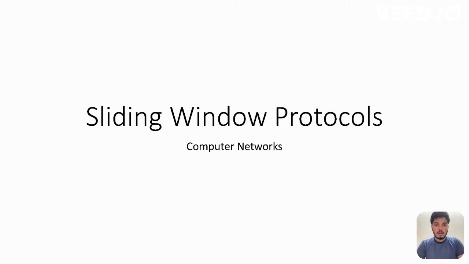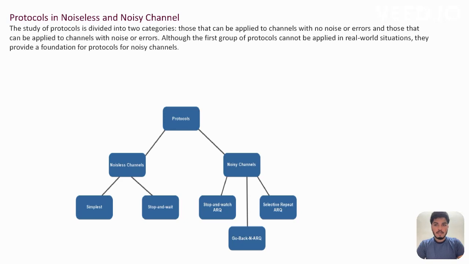Hello everyone. Today we are going to learn about sliding window protocols in computer networks. Let's see what protocols are. Protocols are of two types: one is noiseless and one is noisy. We can study both. The study of protocols is divided into two categories, as I already mentioned.